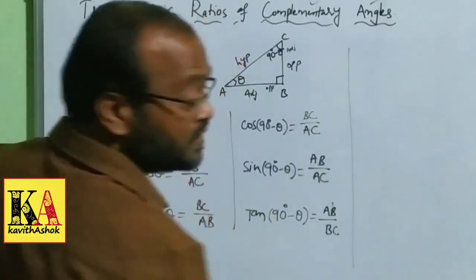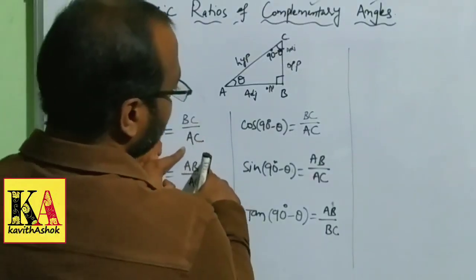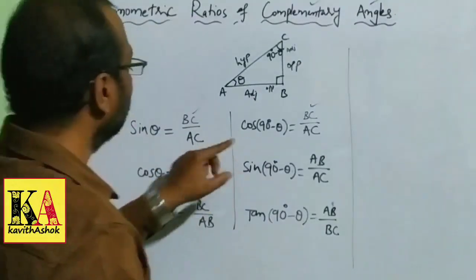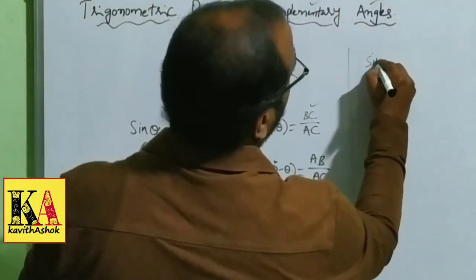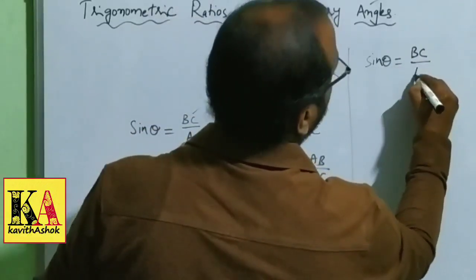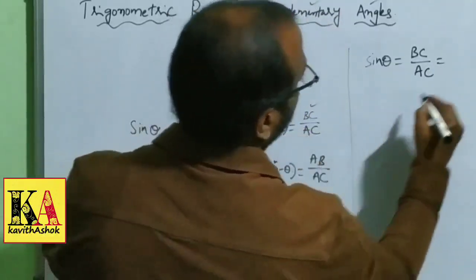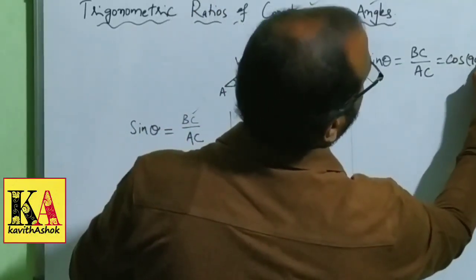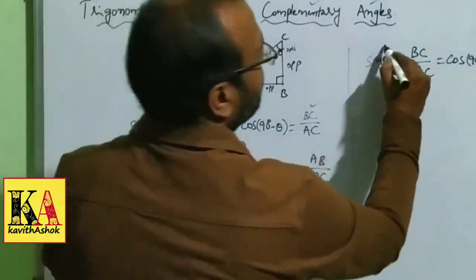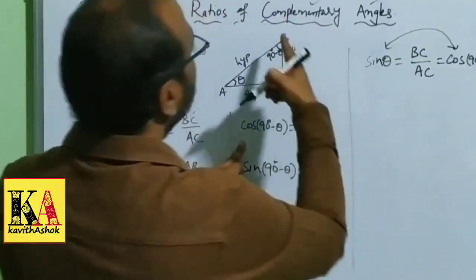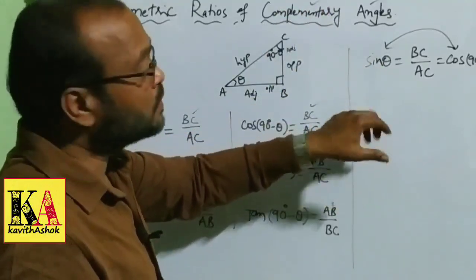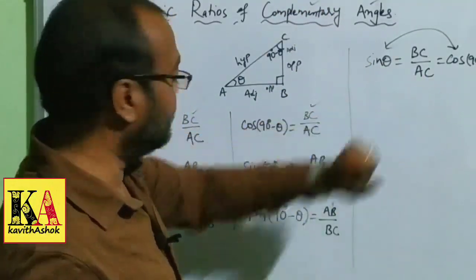Once you observe BC by AC, BC by AC, this one and this one are the same. Whenever the RHS is the same, then automatically the LHS is also the same. That means sin theta is equal to BC by AC, which is equal to cos 90 minus theta. So sin theta is equal to cos 90 minus theta. These two are called trigonometric ratios of complementary angles. So sin theta value will become cos 90 minus theta.